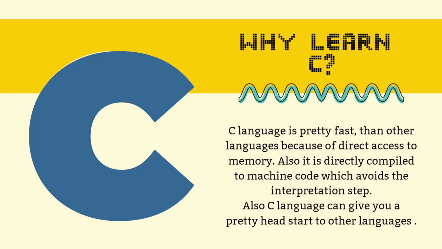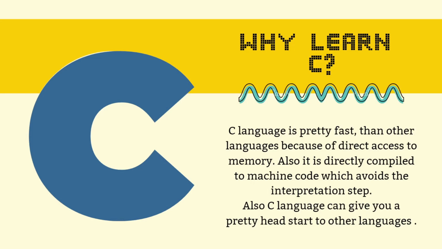Also, it is directly compiled to machine code, which avoids the interpretation step. C language can also give you a pretty good head start to other languages. What I meant by C being fast is that there is no interpretation required. It's directly compiled to machine code. Also, C is quite hard compared to languages like Python and Java because its syntax is quite weird and there are no extra features in it.